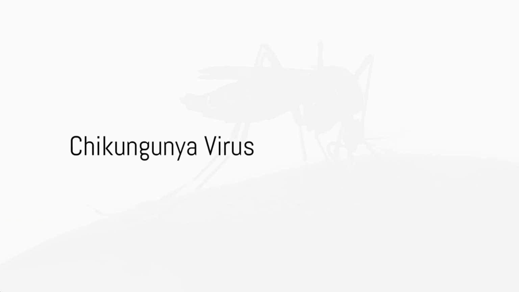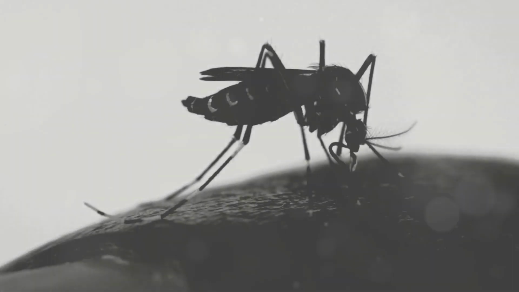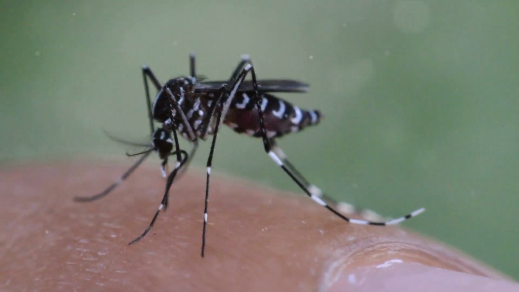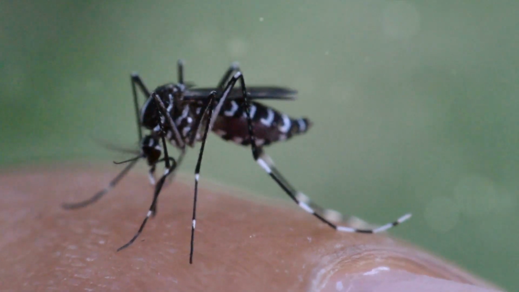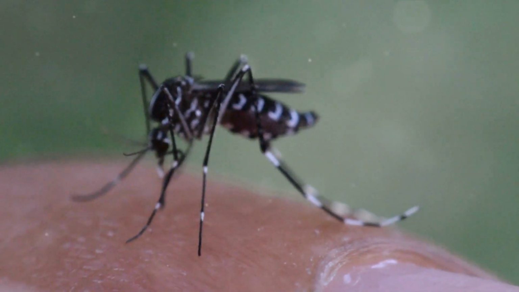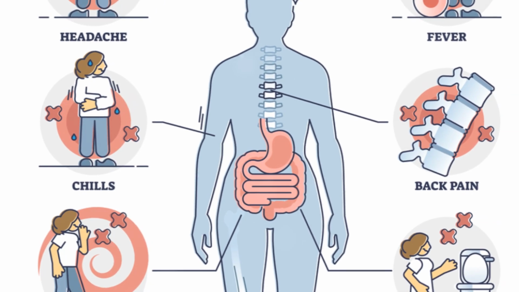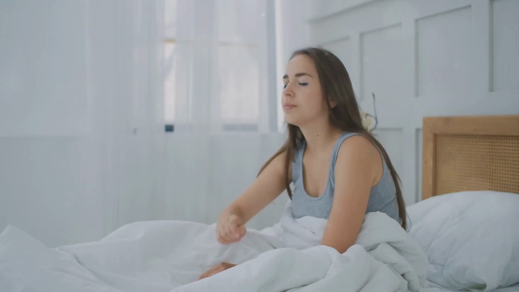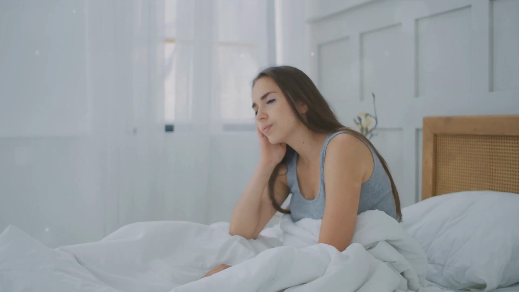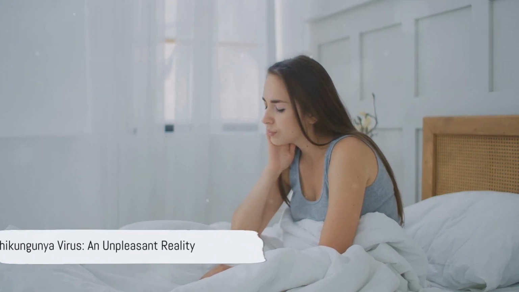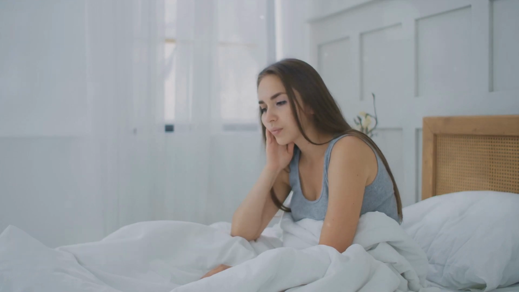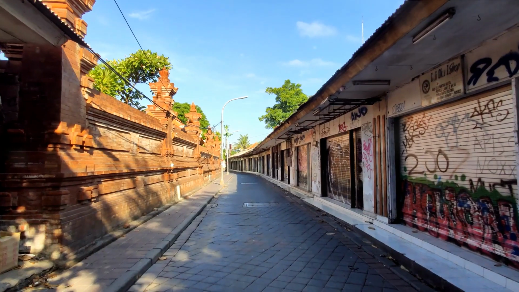Chikungunya virus, a name that might not be as familiar but equally important. This virus, like the Zika and dengue, is primarily transmitted by the pesky Aedes mosquitoes. The chikungunya virus makes its presence known with a host of unpleasant symptoms. Picture waking up to a high fever, severe joint pain, throbbing headaches, and muscle aches. Sounds nasty, doesn't it? Now you might be thinking, where is this virus most commonly found?